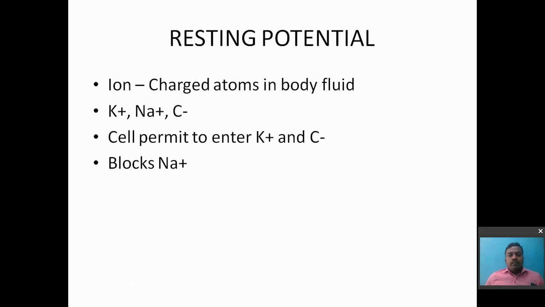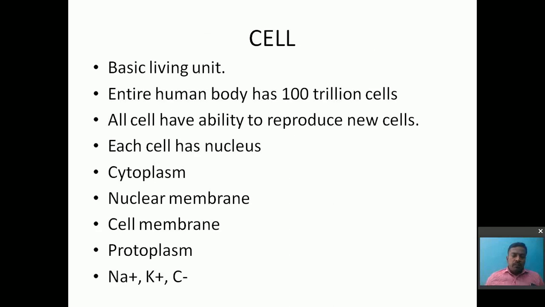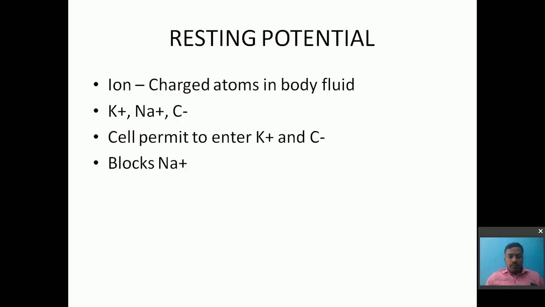Now the types of biopotential. Let's study the cell. The cell has three important elements: sodium, potassium and chloride. Sodium and potassium are positive, and chloride is negative. These ions are used to generate biopotential. Biopotential is divided into two types: the first one is resting potential and the second one is action potential.